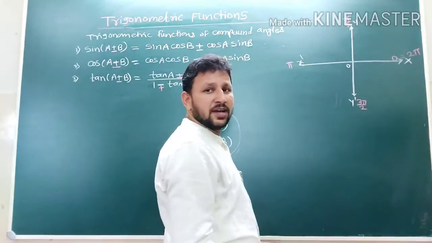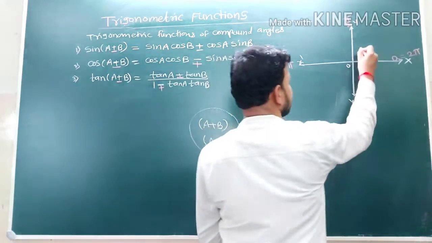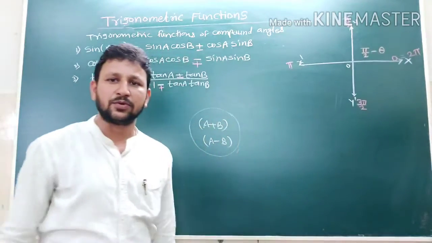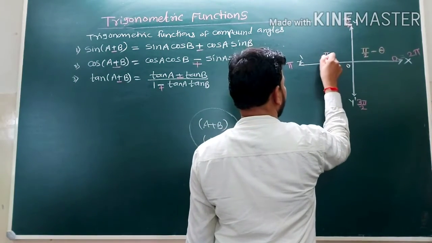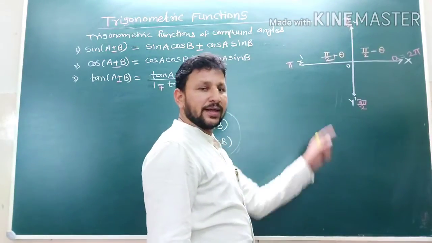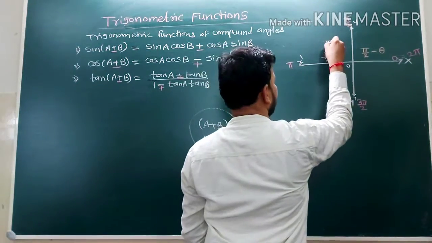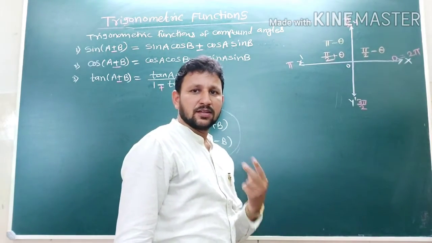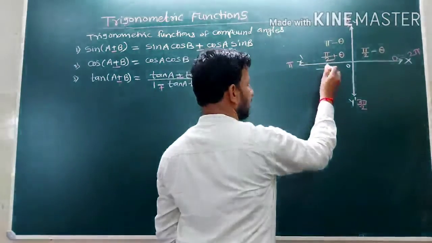In the first quadrant, the angle is less than pi by 2. An angle less than pi by 2 is expressed as pi by 2 minus theta, where theta is an acute angle. The second quadrant angle is more than pi by 2, so pi by 2 plus theta, or it may be less than pi, expressed as pi minus theta. Two different ways. Then an angle from the third quadrant will be more than pi, that is pi plus theta.